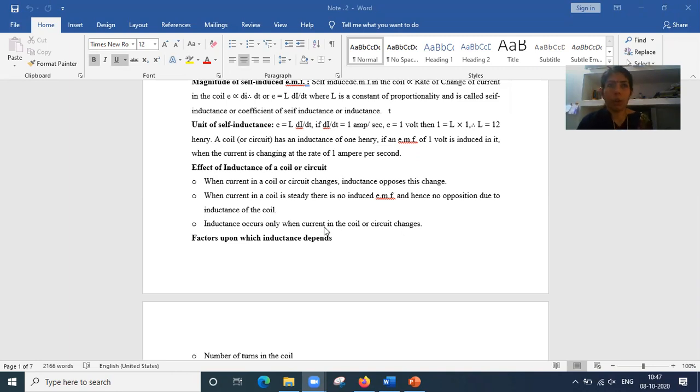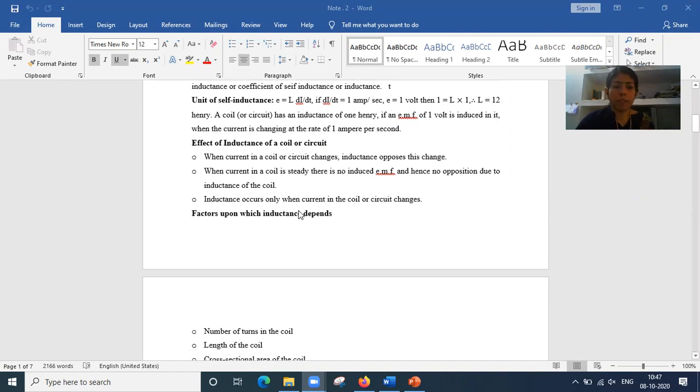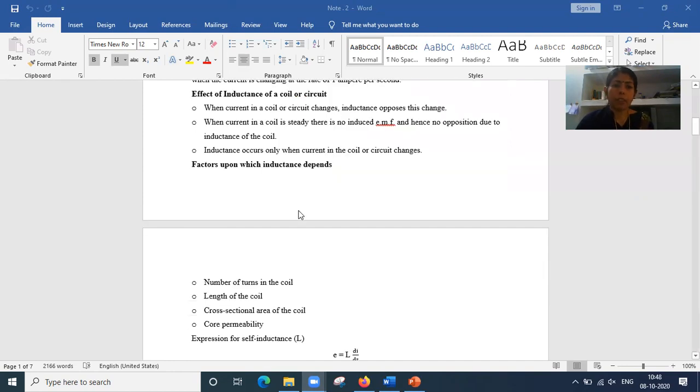That is, only when the current in a coil changes does the property called inductance oppose it. Inductance is the opposing property which opposes the change in magnetic field. Okay.